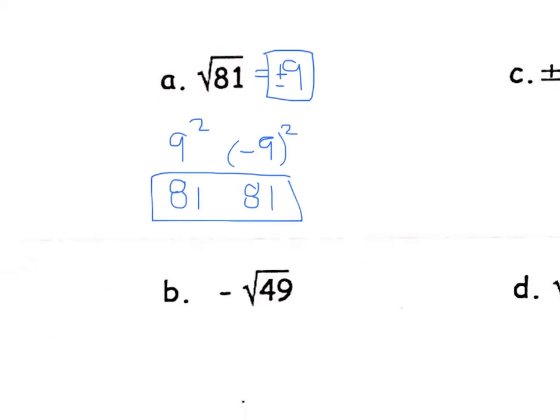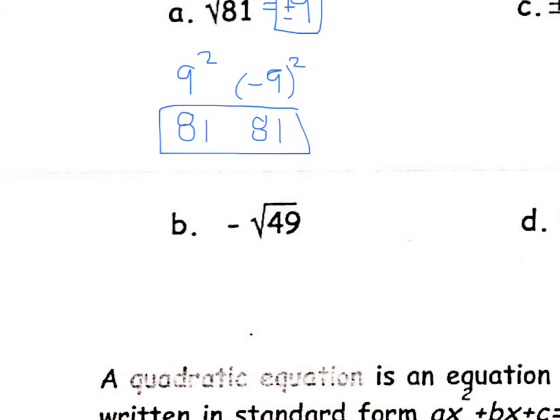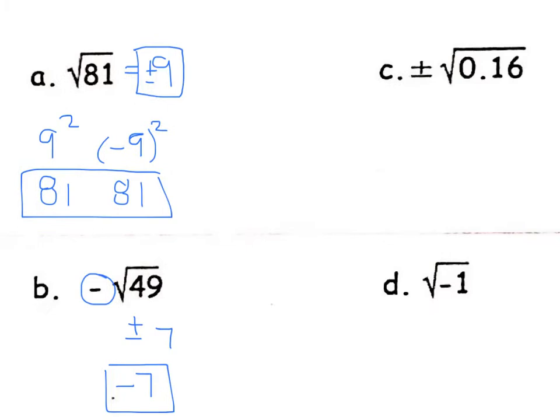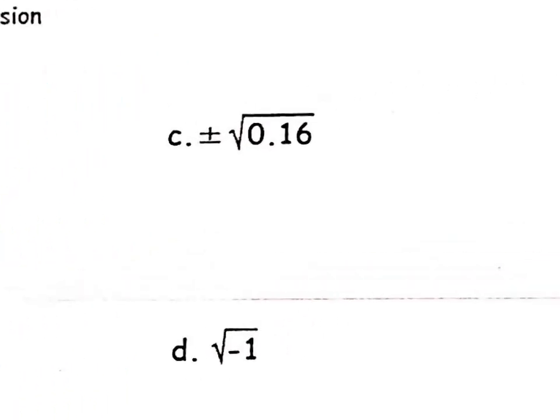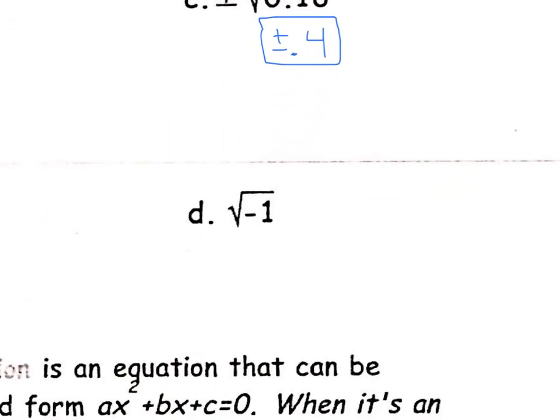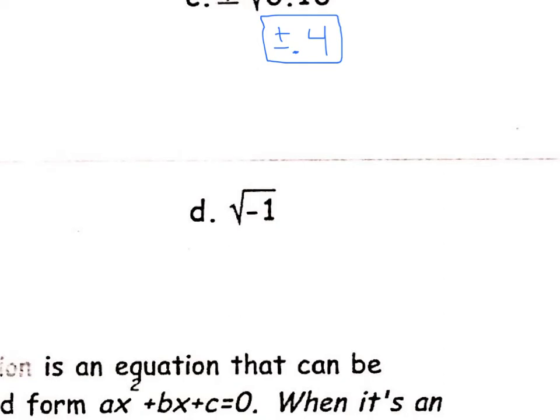So if you look at b, the square root of 49 is going to be plus or minus 7. Now, the difference is when you have a negative out here, it then just makes this negative 7. So this answer would be just negative 7 because of the negative that's out here. Okay, C, the square root of 0.16 is plus or minus 0.4. You can do these in your calculator, and we should all be able to recognize this by now.